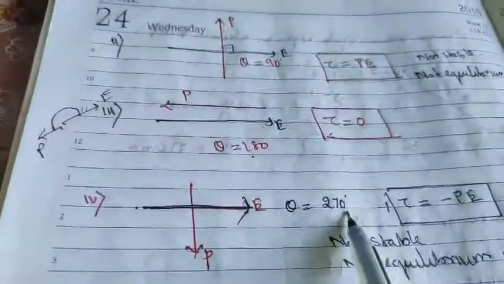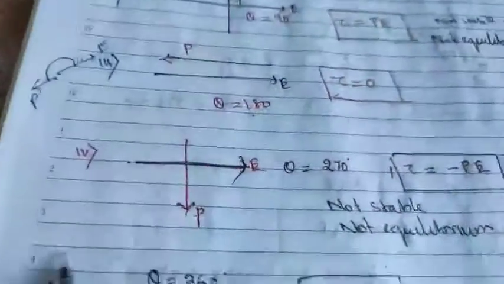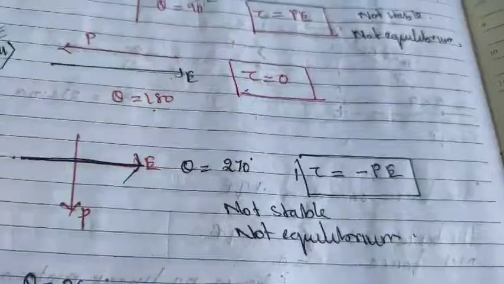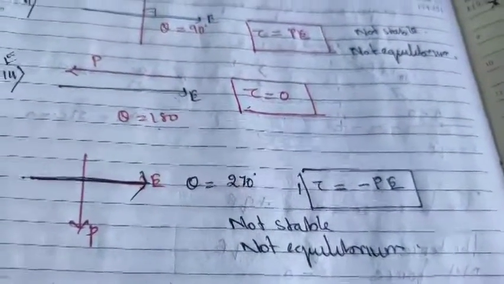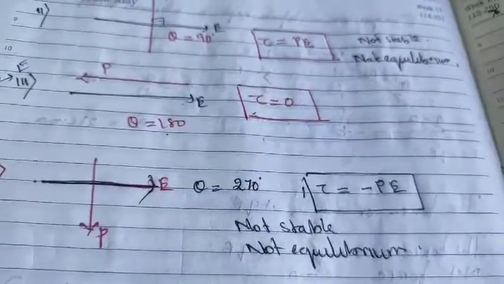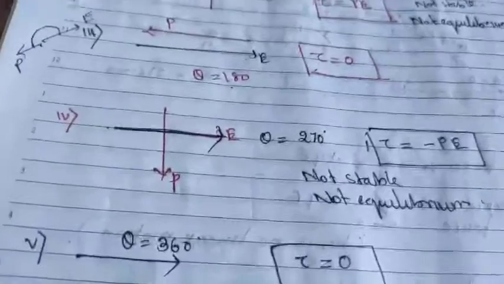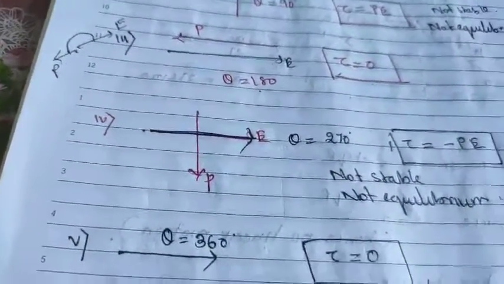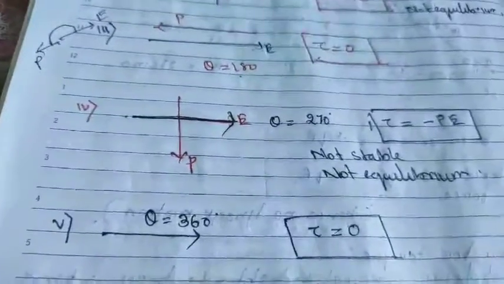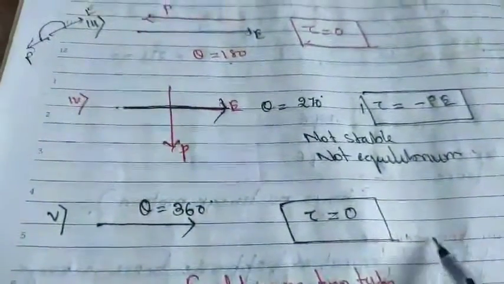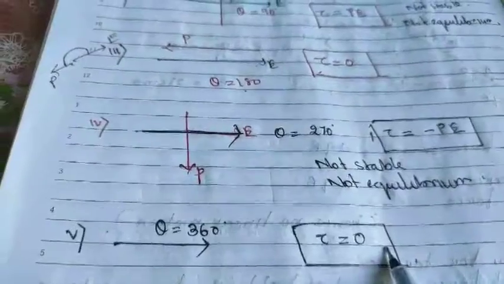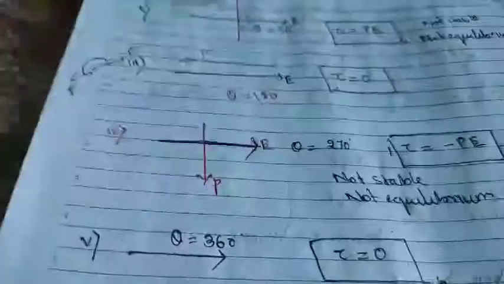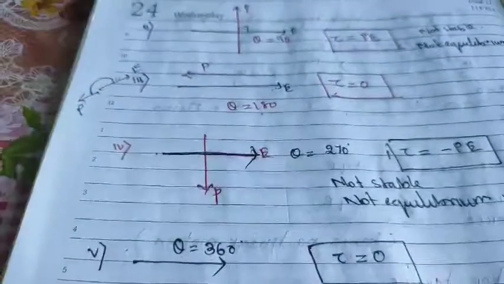Now see the fourth case. Here theta is 270, student, means if you put sine 270, you will get -1. So it is PE in the negative form. Again, it is not stable. Clear? And the last point is, see, when theta is 360 degrees. Here you also see you get the answer as 0. So shall I say it is stable? No, not at all. Only when theta is 0 can we say stable.